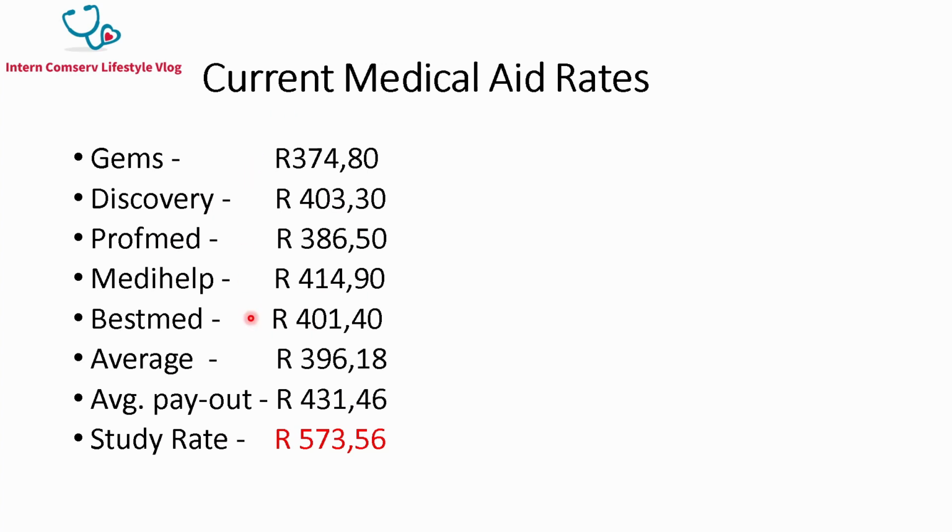What are the medical aids paying for each consult? We looked at GEMS, they're paying 374.80, Discovery 403.30. These are non-network GPs. ProfMed 386, MediHelp 414, BestMed 401. The average of all this is 396. What was the average payout in 2018? It was around 370 rands per event, and is expected to be 431 rand 46 for 2020.